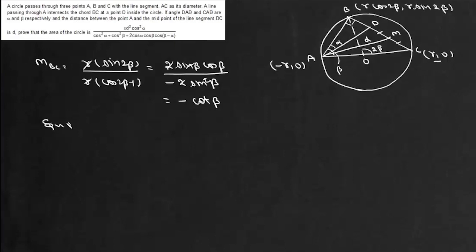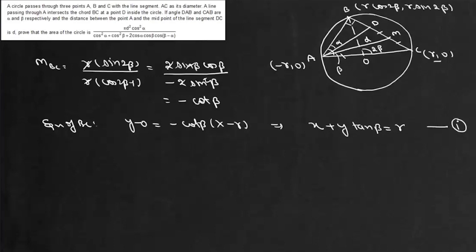So the equation of BC will be given by y minus 0 equals minus cot beta times x minus R, or simply we can write this as x plus y tan beta equals R, and that's our first equation.